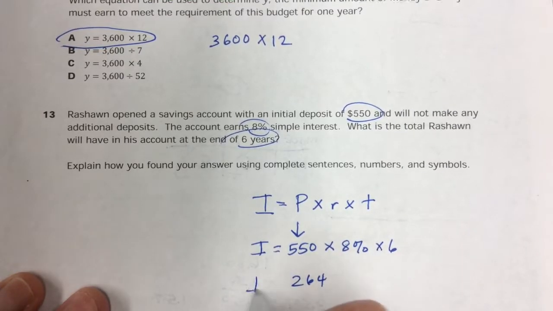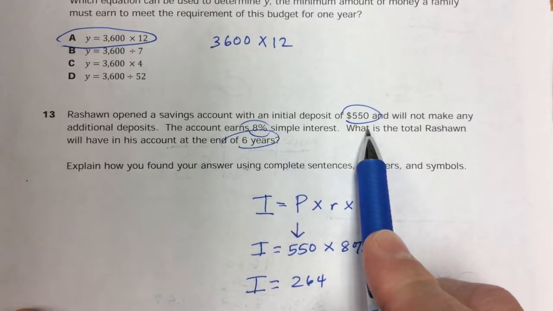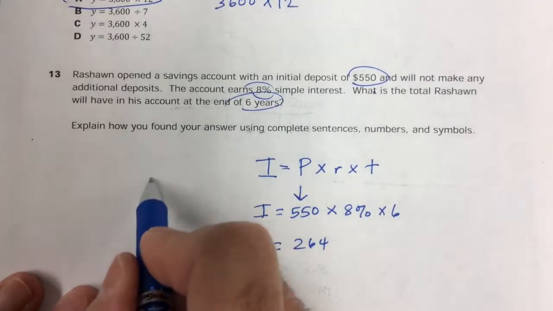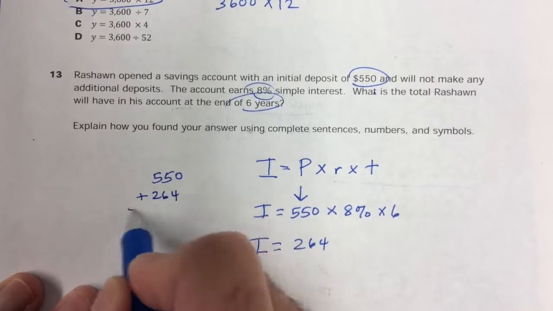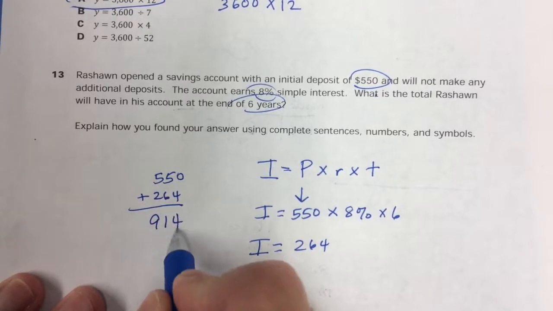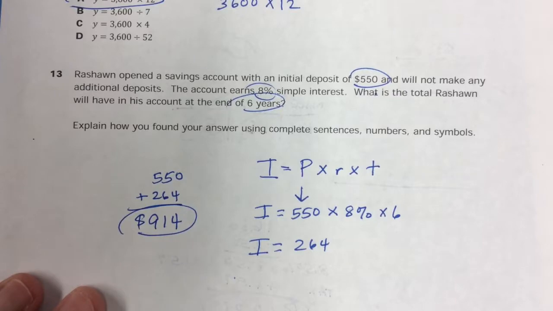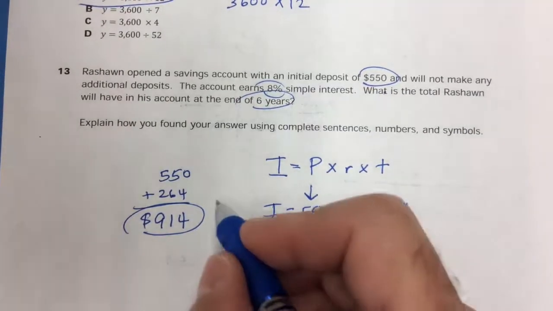But that formula is for interest. If you give a bank $550 and they give you back $264, you should get angry. Again, you have to equate this to real life. How much money should you expect to get back? Well, you should expect more than the $550 you gave them. Correct answer was $914 even. You had to find the interest, then you had to add it.